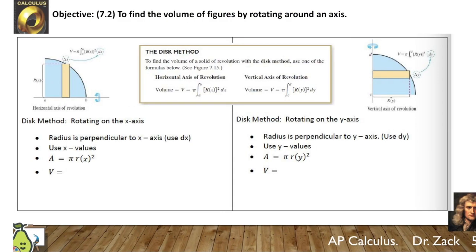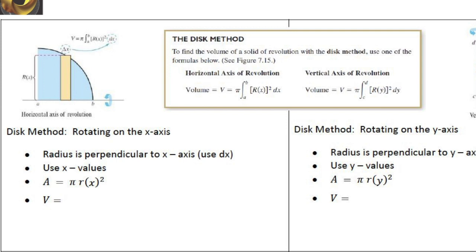So the method we're using in order to find volume is called the disk method. And the disk method, if you're spinning on x, you're going to use x values. The formula is going to be your pi r squared, since we are creating circles or disks. If you're spinning on y, or something parallel to the y, you're going to use y values in your equation. Once again, it's pi r squared, and then you're going to multiply by the thickness.